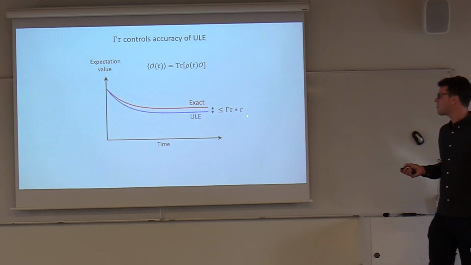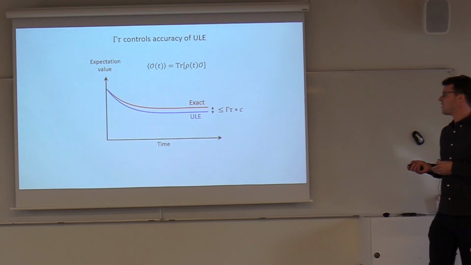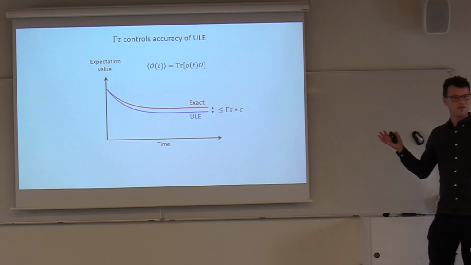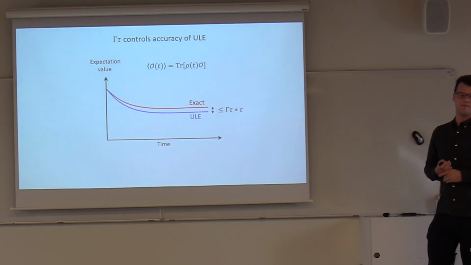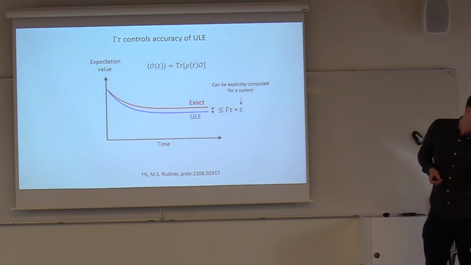And it's bounded by some constant that we can compute, times gamma tau. And this constant c is some finite number. So we're able to rigorously establish that the steady state of the ULE and the exact expectation value coincide in the Markovian limit. And the details of the derivation are given in this paper here. And there's a procedure for computing this number c, also given here.